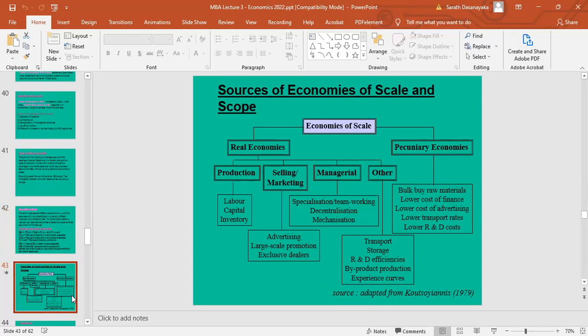As I said earlier, it can come from the inside and outside situations, and from different sections of the company, production department or marketing department or managerial department, other department, and so many sources it can come.